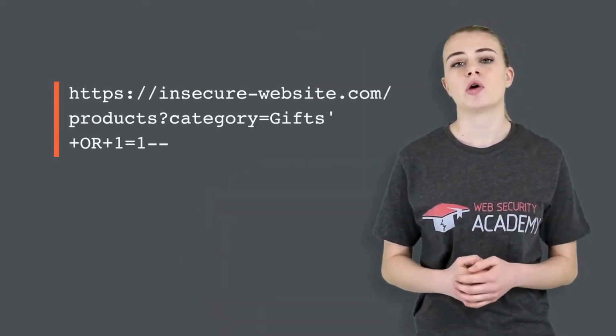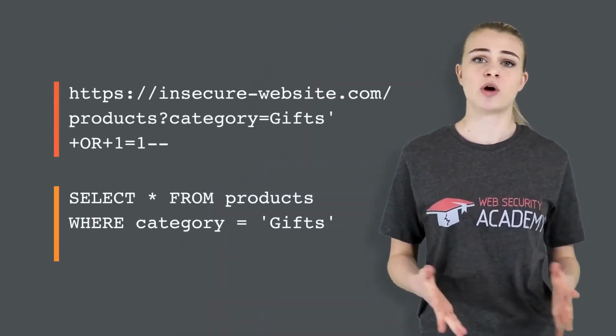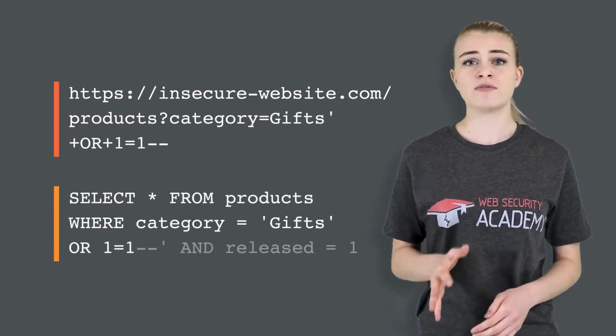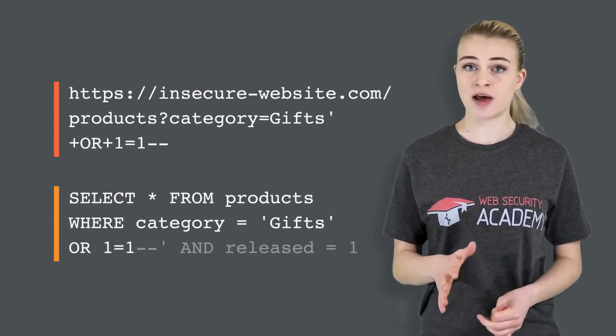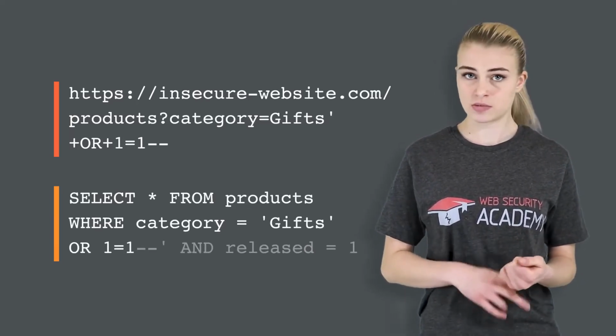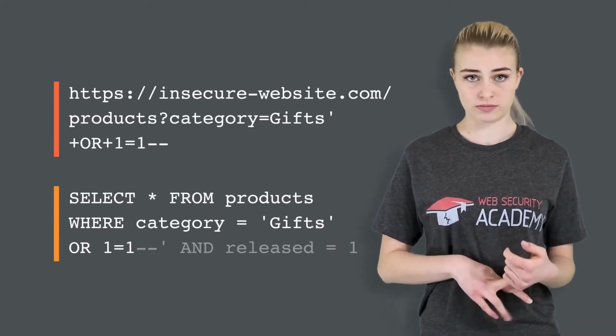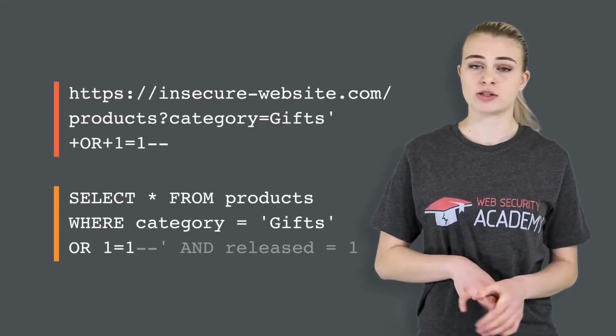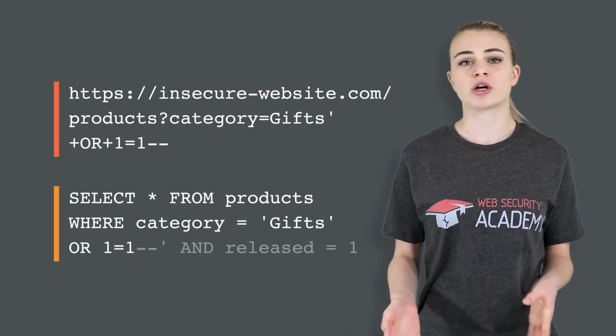Going further, the attacker can cause the application to display all the products in any category, including categories they don't know about. To do this, the attacker can send this attack, which results in this SQL query. The modified query will return all items where either the category is gifts or 1 is equal to 1. Since 1 equals 1 is always true, the query will return all items.